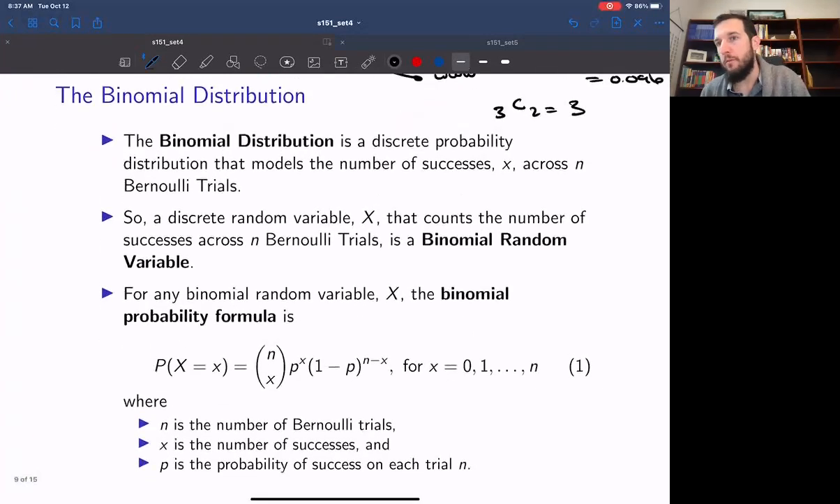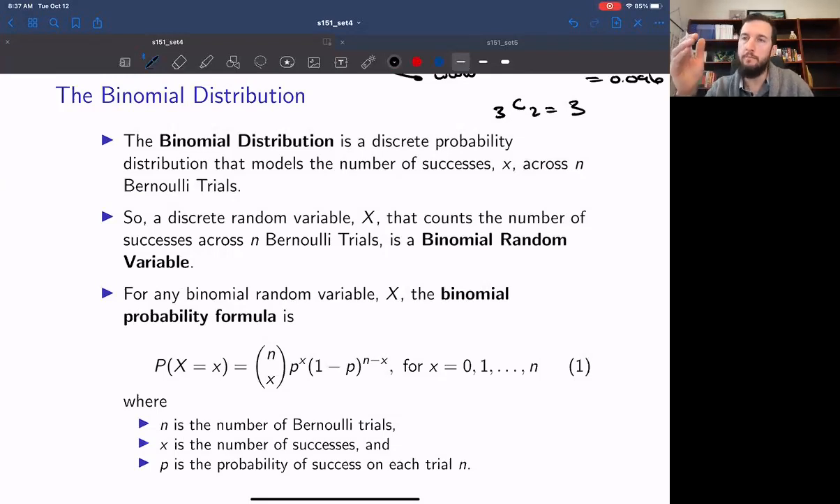So to find the probability of interest, we use what is called the binomial probability formula. Essentially, if we have n Bernoulli trials, then the number of successes X across those n Bernoulli trials is a binomial random variable. So the binomial distribution models the number of successes across n Bernoulli trials. That's the purpose of this distribution.